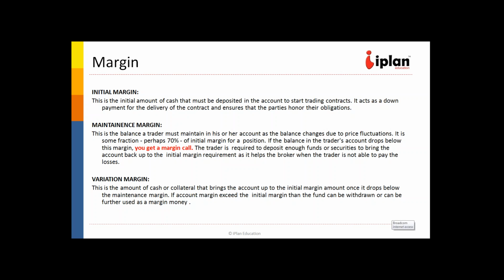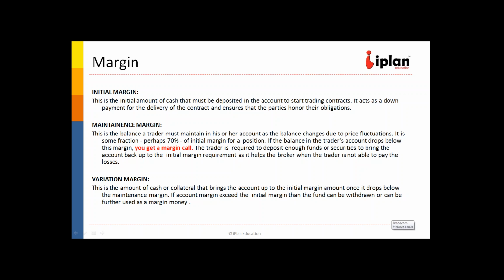Maintenance margin is the balance a trader must maintain in his or her account as the balance changes due to price fluctuations. It is some fraction, perhaps 70% of the initial margin for a position. If the balance in the trader's account drops below this margin, you get a margin call, and the trader is required to deposit enough funds or security to bring the account back to the initial margin requirement, as it helps the broker when the trader is not able to pay the losses. Okay, so what exactly is it?